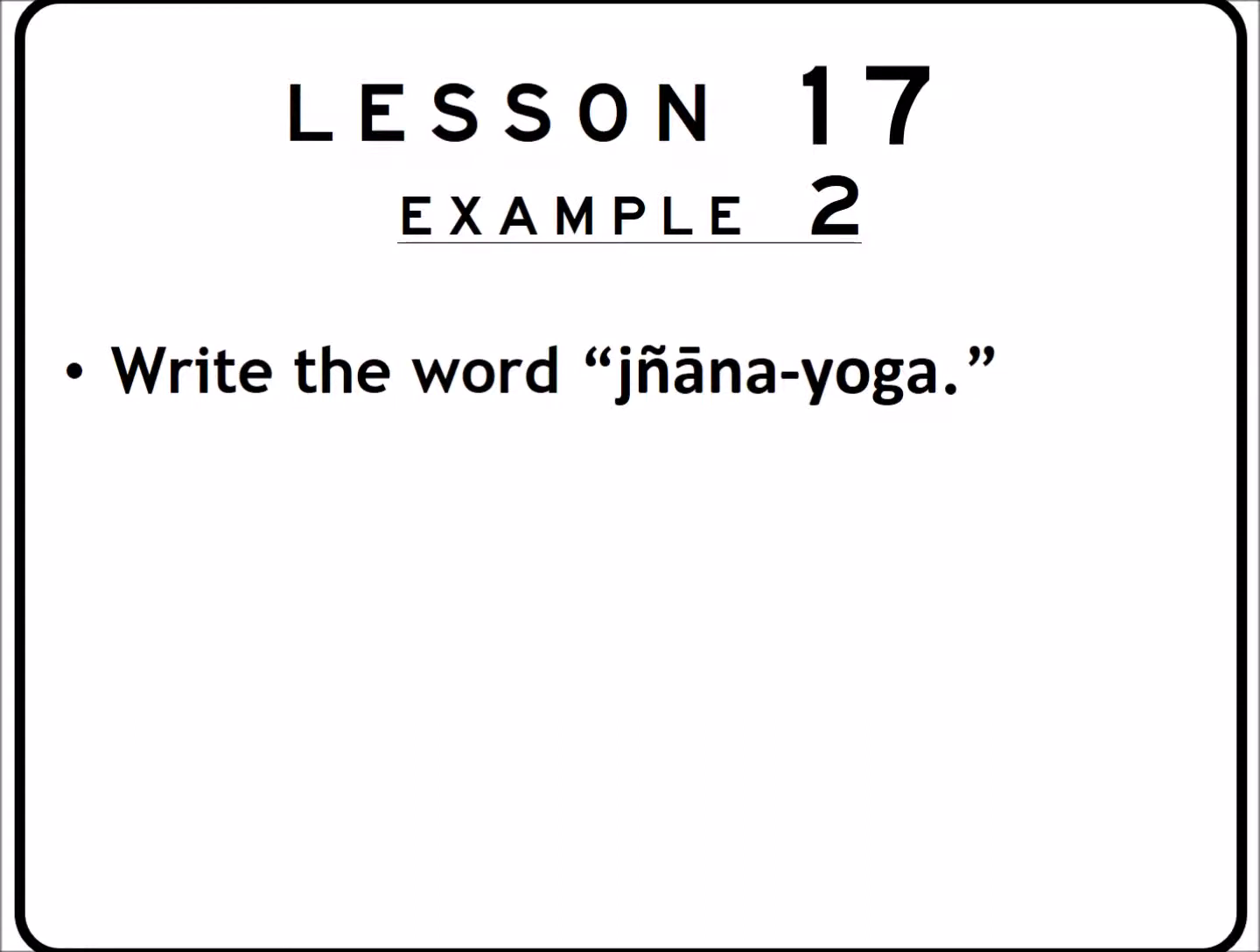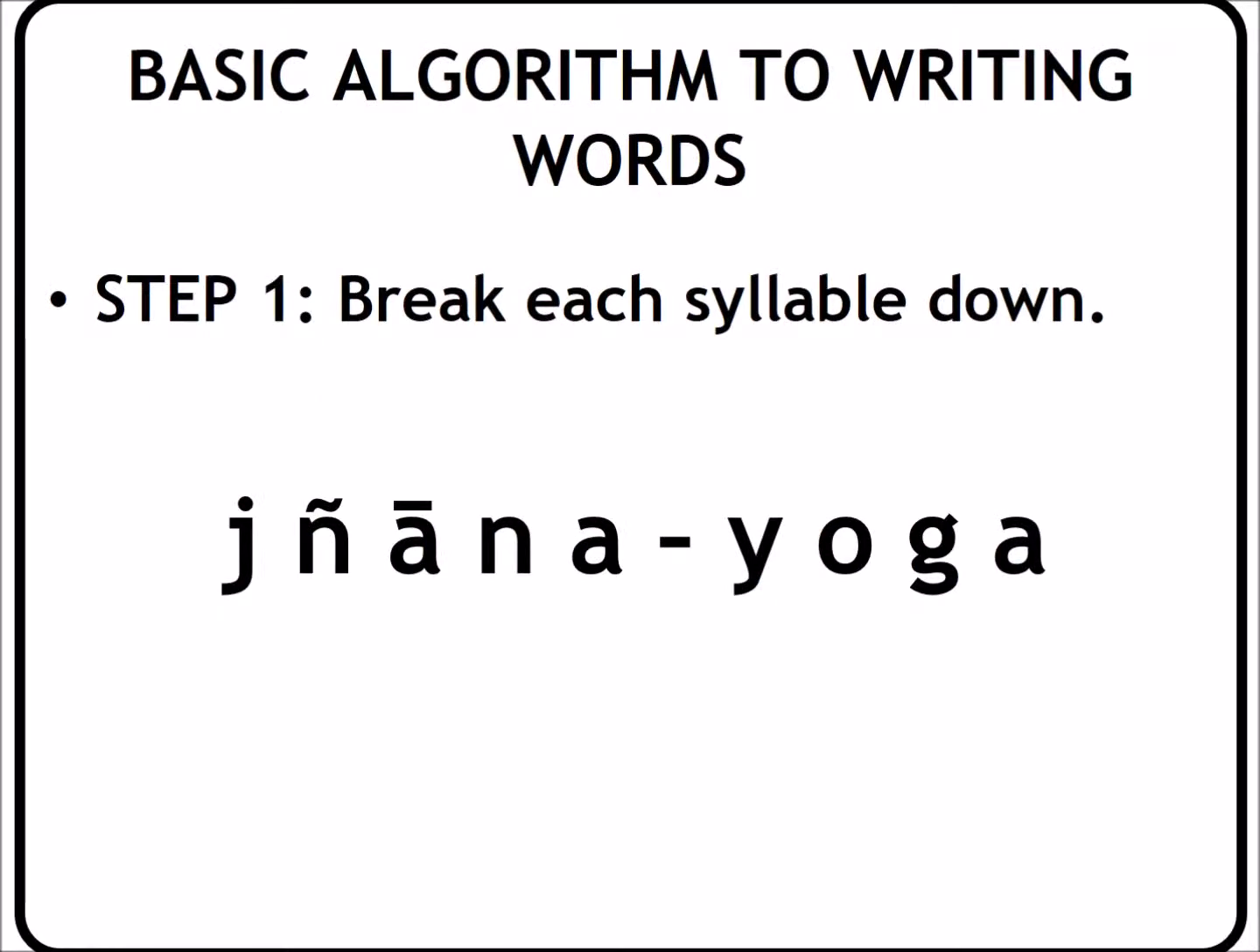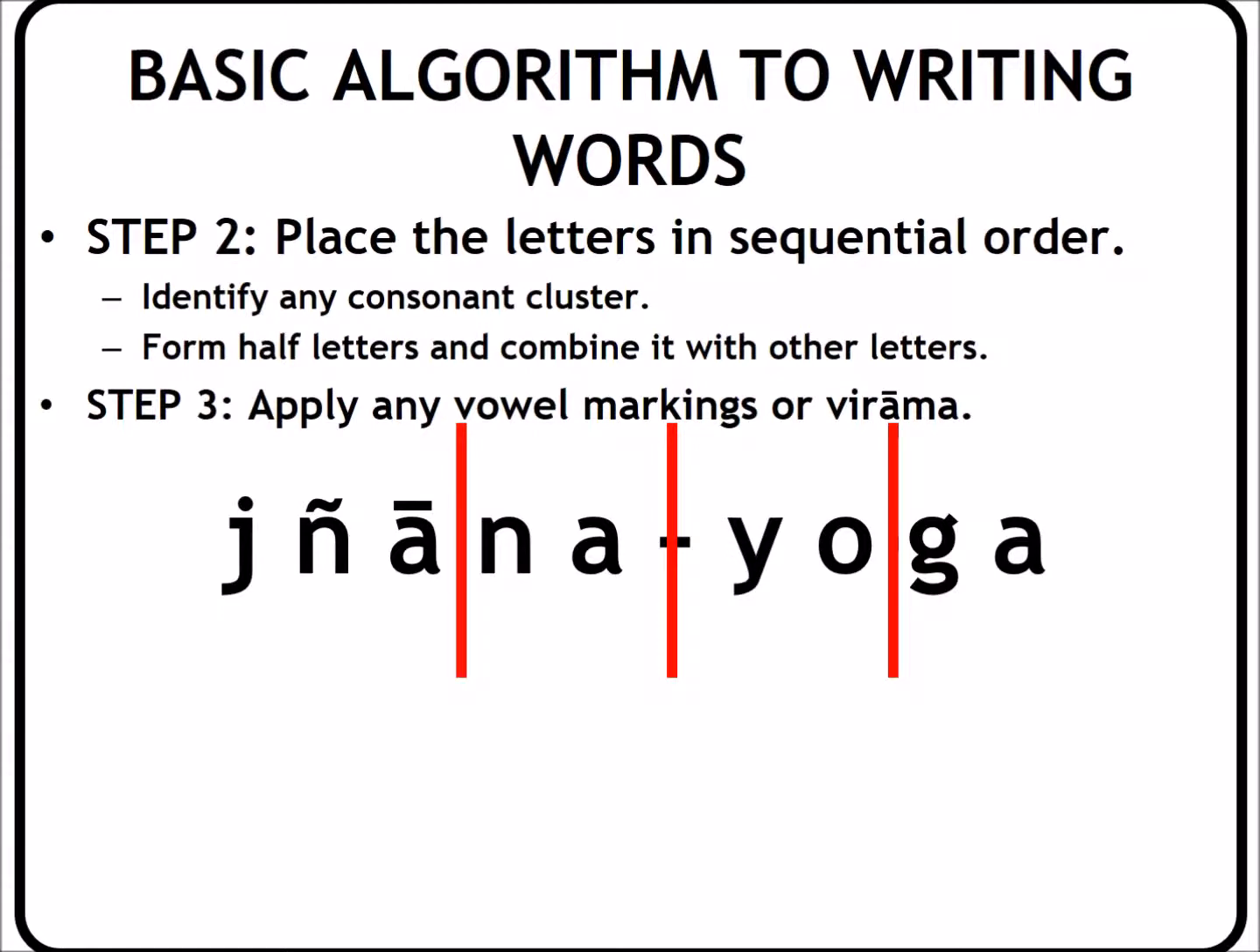Let's write this word Jnana Yoga. If you listen carefully, you'll see that there are 4 syllables. You have nya, na, yo, and ga. Then we transcribe each syllable. So the first syllable is nya.